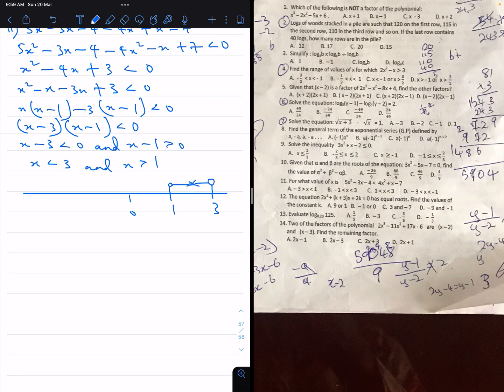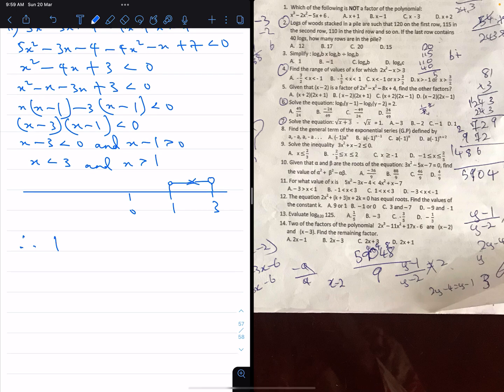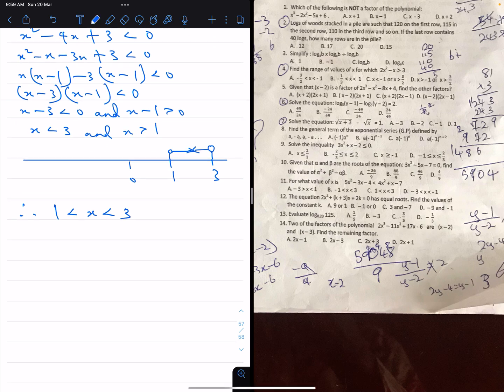First try 1. Beautiful. That simply means 1 is what? 1 is greater than... No, x is greater than 1. X is greater than 1, then put the less than. X. That means 1 is less than x. And x is less than 3. X is less than 3 and x is greater than 1. Yes. That means if x is greater than 1, it means 1 is less than x. So the result is 1 less than x less than 3.